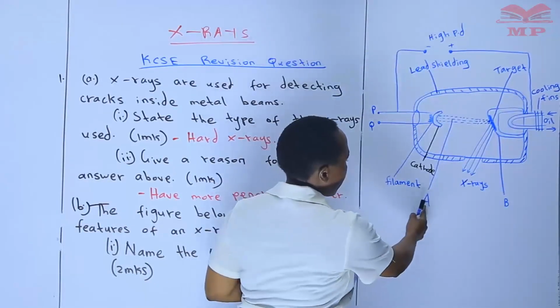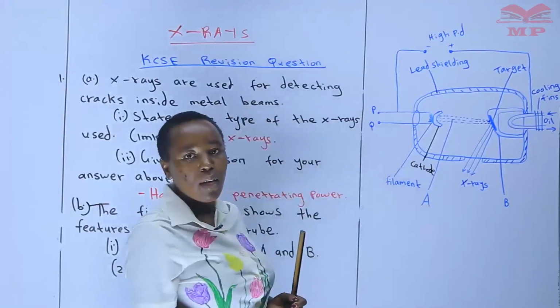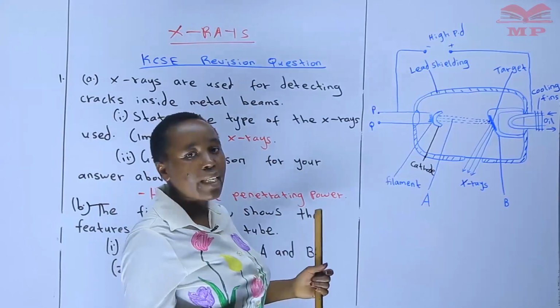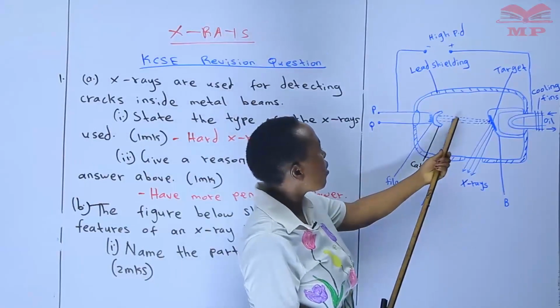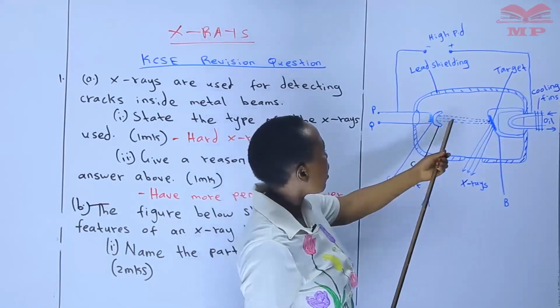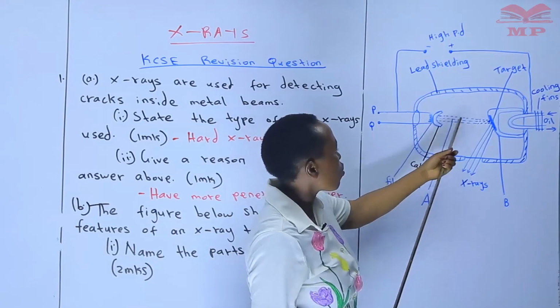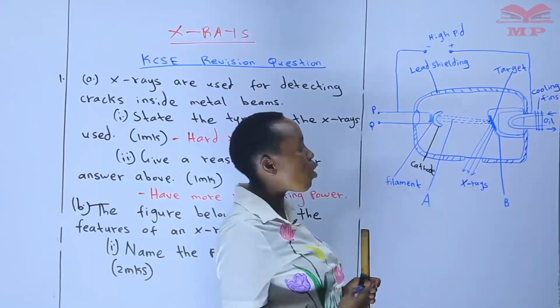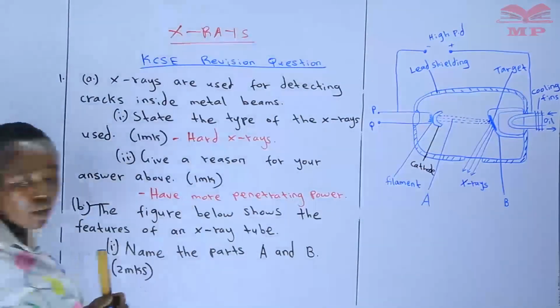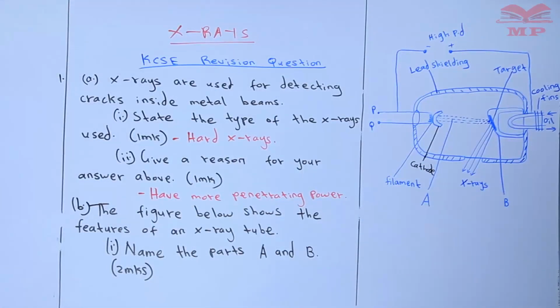So we can name A. What is A therefore? A is the electron beam. Some may say A is the cathode rays. It is also correct, because these are the electrons which are being emitted, which are also called the cathode rays. So we have A, which is our electron beam, or simply the electrons.